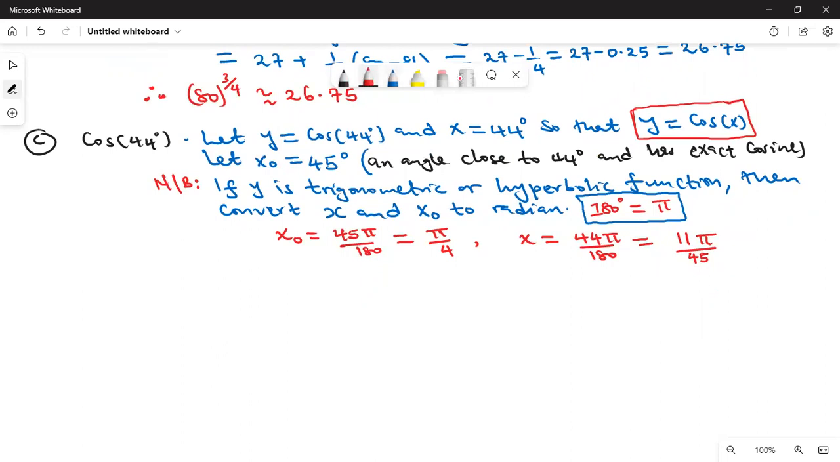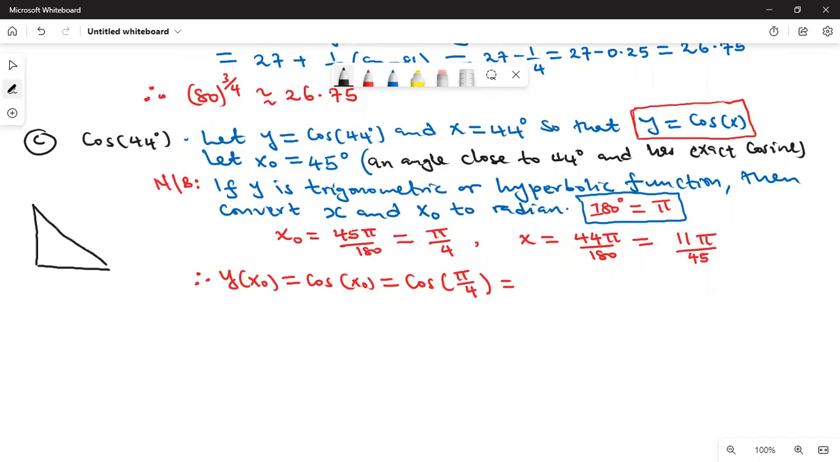So we can now say that, therefore, y at x naught is equal to cosine of x naught, which is cosine of pi over 4. Cosine of pi over 4 is the same as cos 45 degrees. I'm going to draw this triangle to illustrate how to find cos 45 degrees.